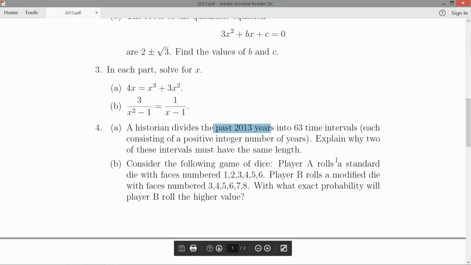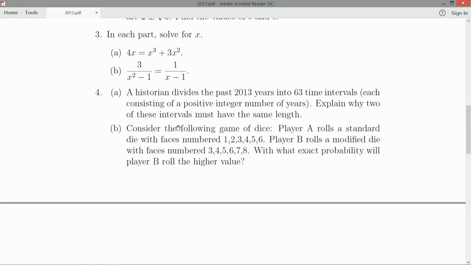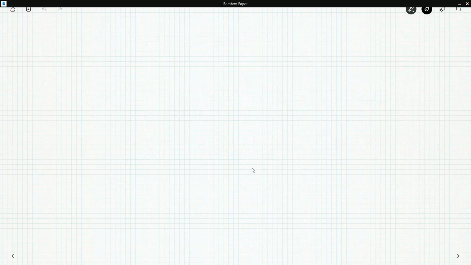So that was 4A. 4B, also a word problem apparently. Consider the following game of dice. Player A rolls a standard die, 1, 2, 3, 4, 5, 6. Player B rolls a modified die with faces 3, 4, 5, 6, 7, 8. With what exact probability will player B roll the higher value? So, we've got 36 outcomes. You know, we could list the thing that player A rolls and the thing that player B rolls.